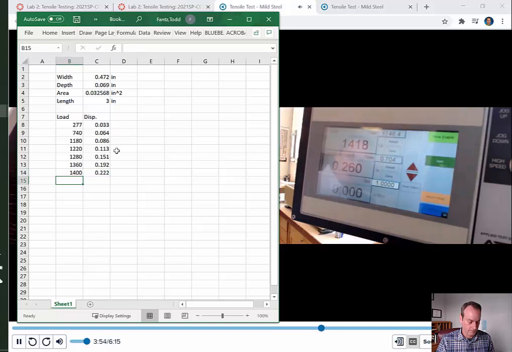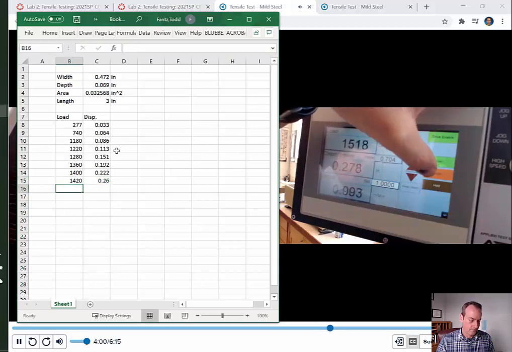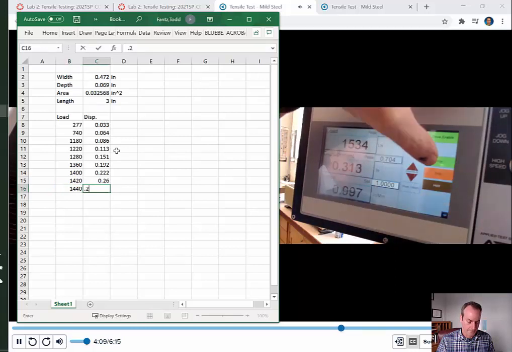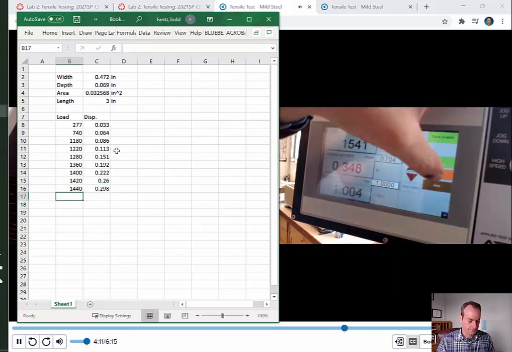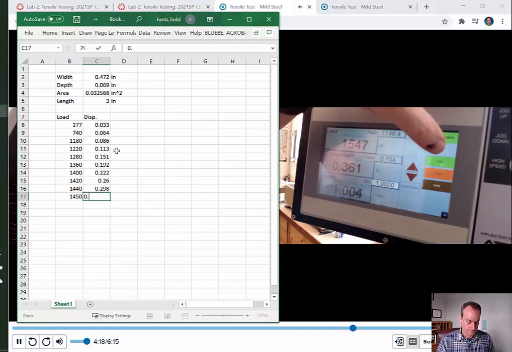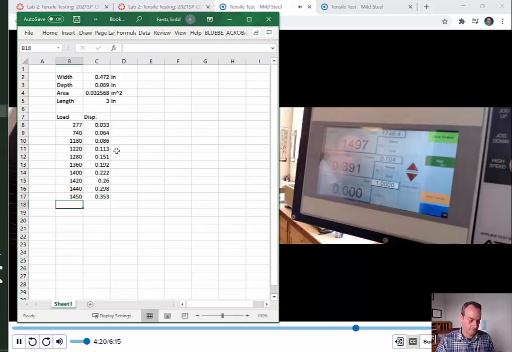Load of 1420, displacement of 0.26. Load of like 1440, displacement 0.298. A load of like 1450, displacement of 0.353. Load of like 1460, displacement 0.391.